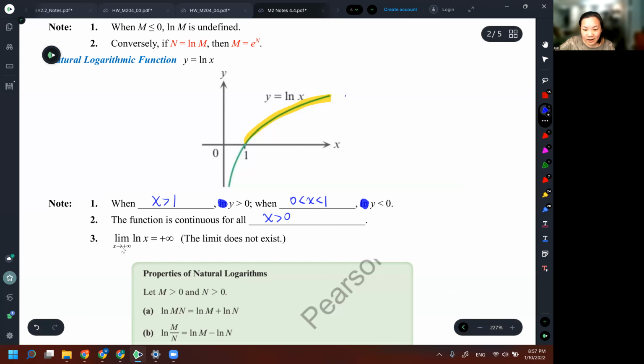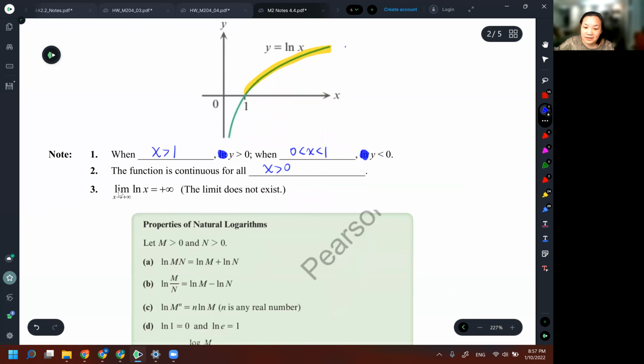3. When x tends to infinity, log x also tends to infinity. The limit does not exist. Now, when I write limit equal to positive infinity, it doesn't mean the limit is equal to a value. That means it does not exist.